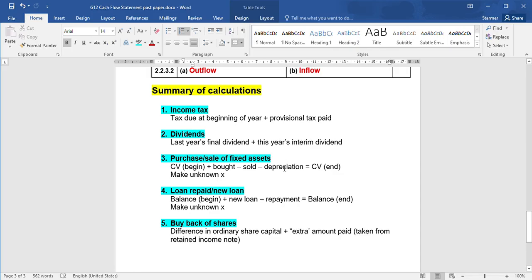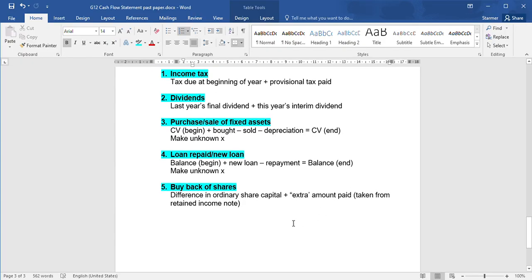And then purchase or sale of fixed assets. We've already gone through this, but just to remind you, carrying value at the beginning, plus what you buy, minus what you sell, minus depreciation, will give you carrying value at the end, and you just make the unknown X and solve for it. Any loan repaid or a new loan: you take the balance of the loan at the beginning, plus any new loan, minus any loan repayment, must give you the balance at the end. And once again, you make the unknown here X and solve for it.